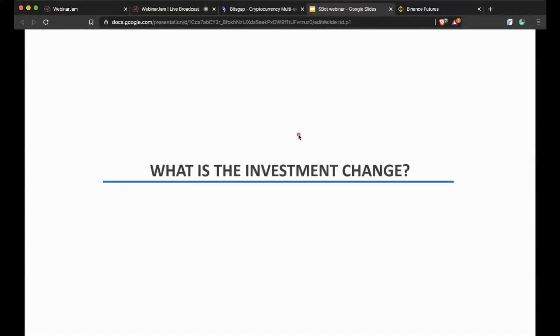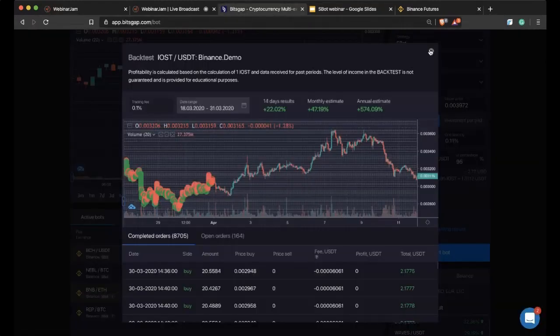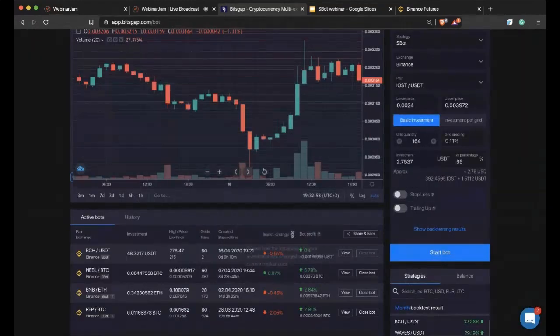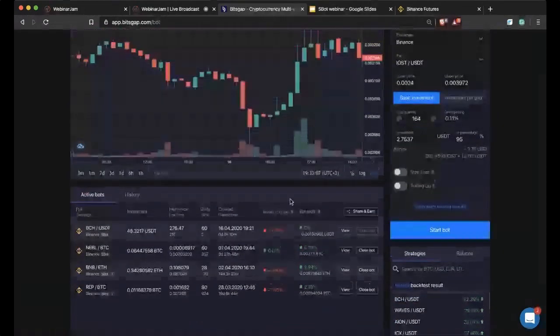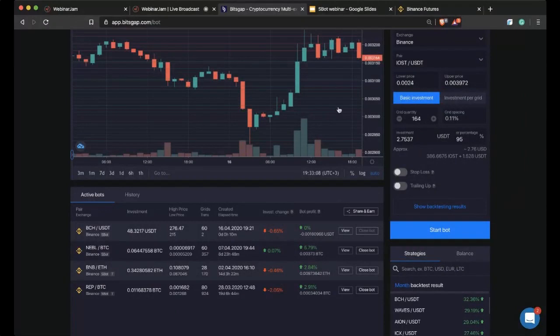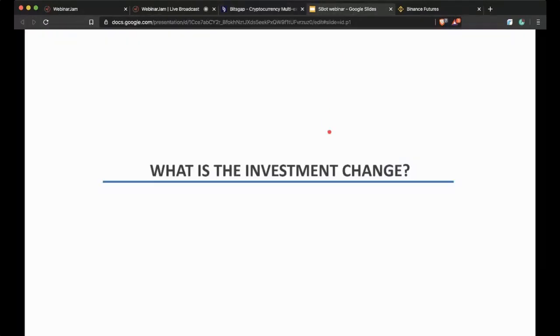And yeah, let's move on. So what is the investment change? Many ask what this is all about, and just to show you, investment change is displayed right here. Many ask how it is calculated. Sometimes for some it can be kind of misleading, so let me tell you what this is all about.